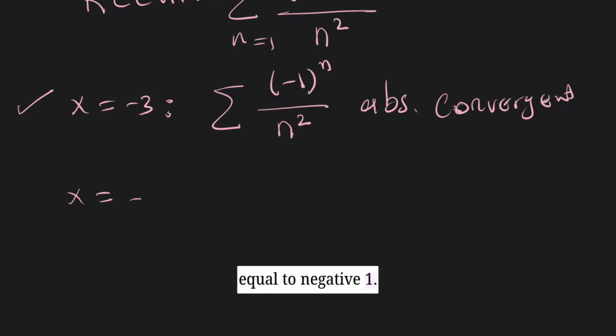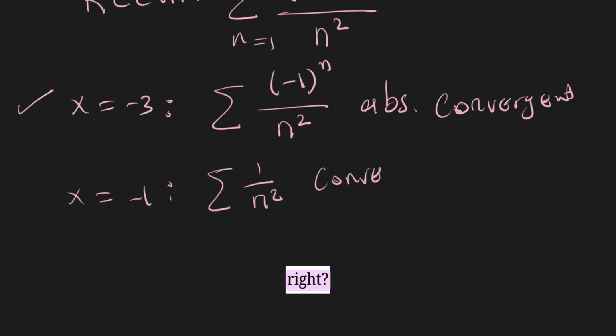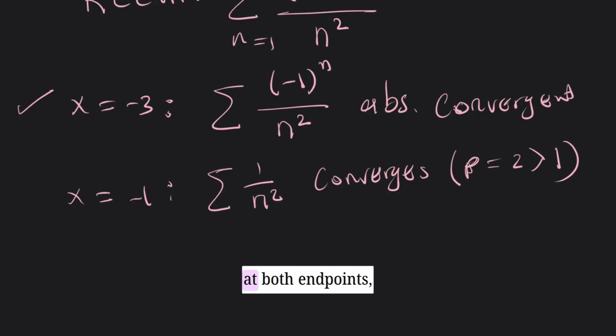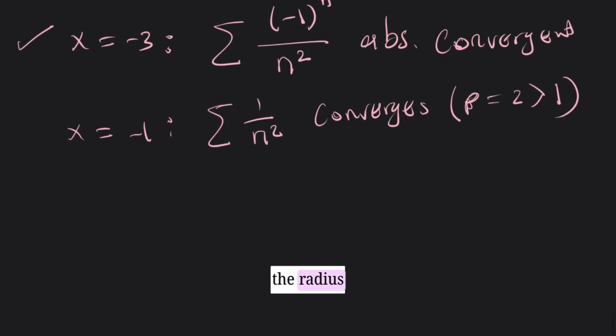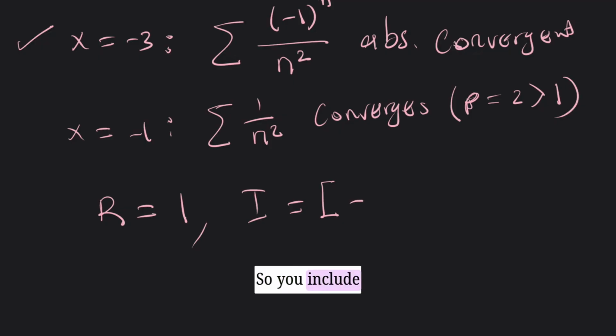Then at x equal to -1, in the same way, when x is -1, you just have 1, right? That is -1 plus 2, which is 1 to the power n, you have 1. So that is 1 over n squared, which also converges, right? By the p test. This is p is equal to 2, which is greater than 1. Okay, so because the series converges at both endpoints, the radius of convergence is 1, and the interval of convergence is included, right? So you include the endpoints, -3 to -1, included like that.